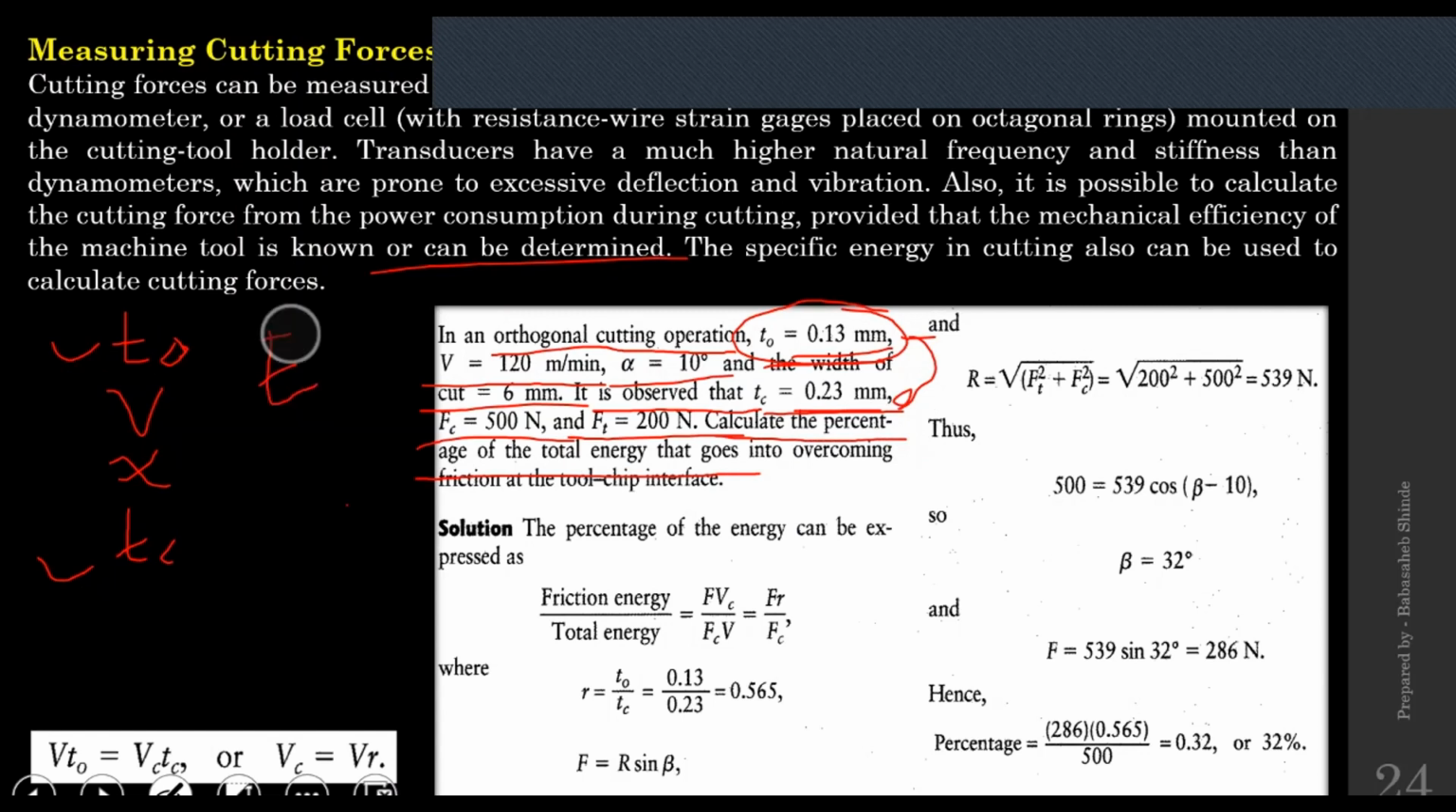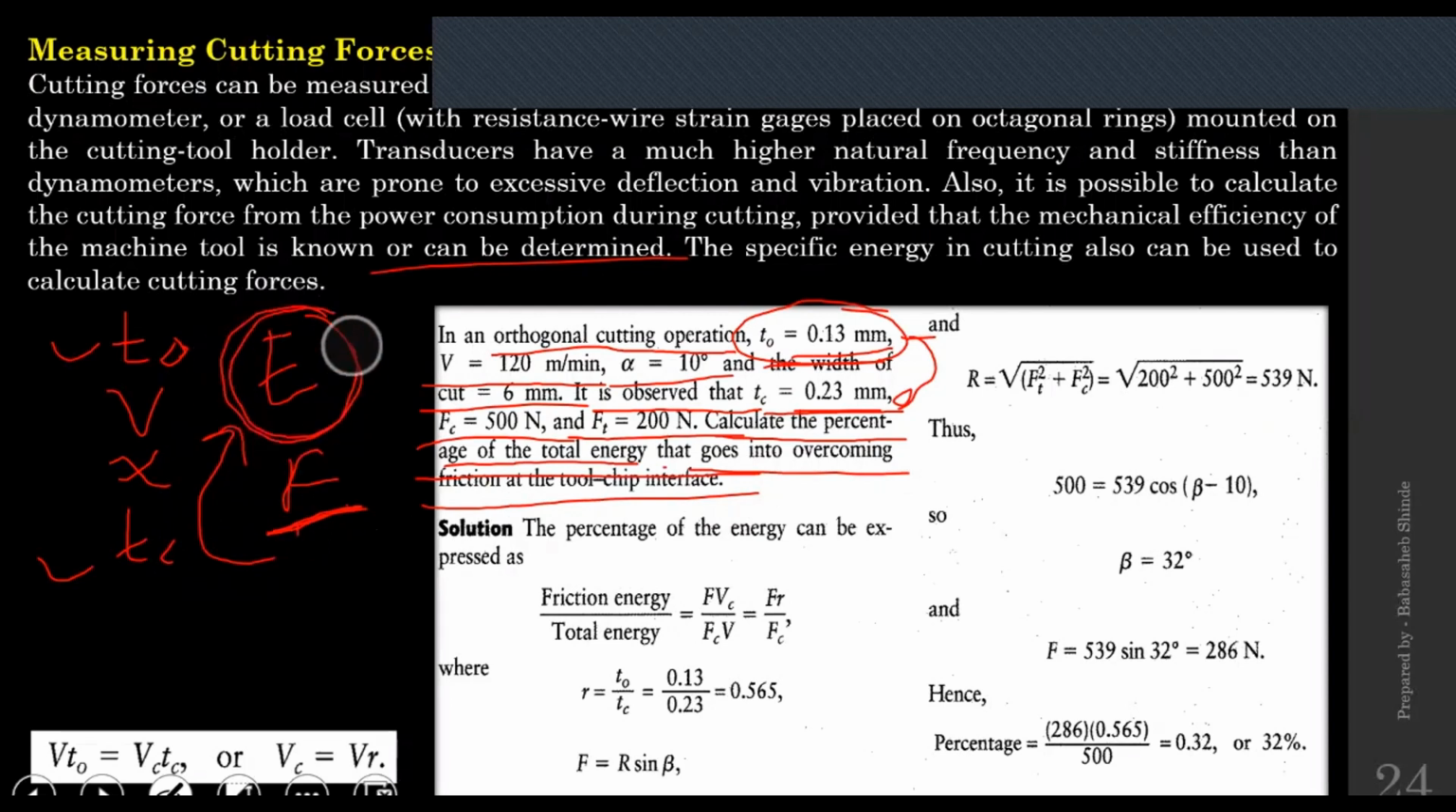So if I consider E is the total energy involved in the material removal, what we need to find, percentage of total energy that goes into overcoming the friction at the interface. So we need to find frictional force, and that frictional force will be used to calculate proportion of this total energy that is going to be consumed to overcome this friction. So for that one, we need to calculate frictional force first. Okay. So this is the given data.